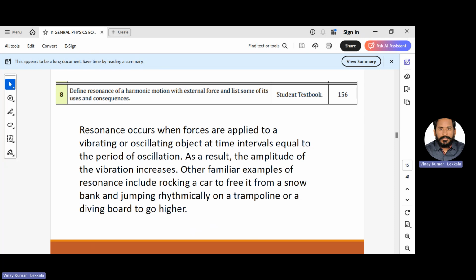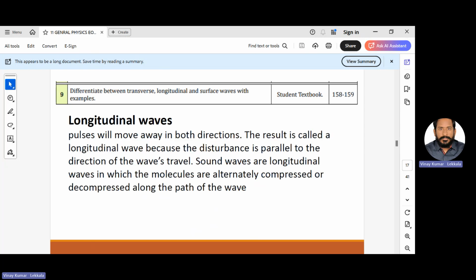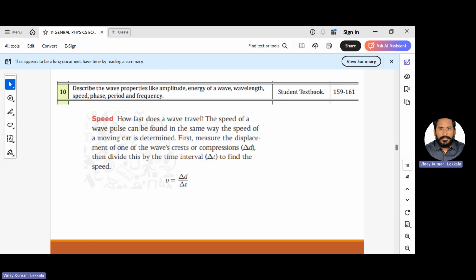Resonance occurs when forces are applied to a vibrating or oscillating object at a time interval equal to the period of oscillations. That is about resonance. Next, coming to the ninth question, this is about the properties and behavior of waves, page numbers 158, 159. Here they discuss transverse waves and longitudinal waves. You have to be thorough with the definitions.